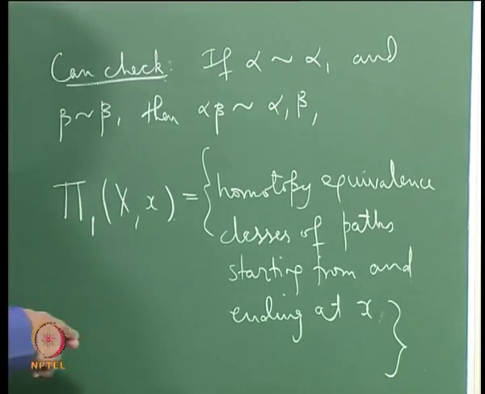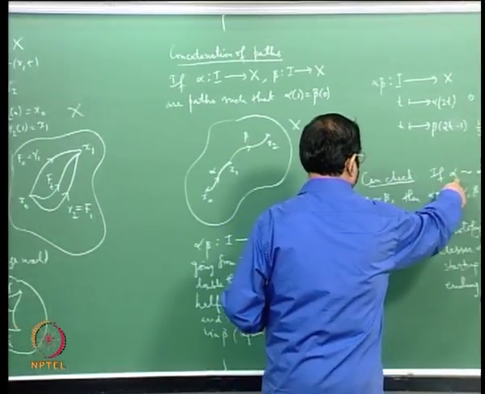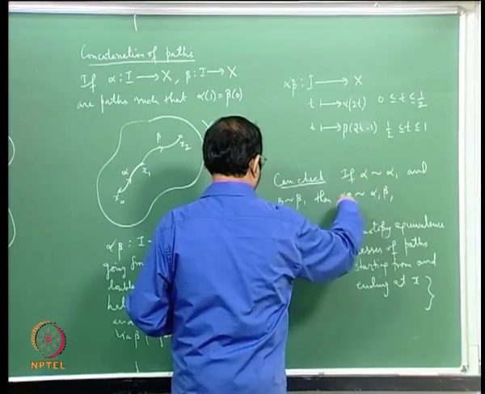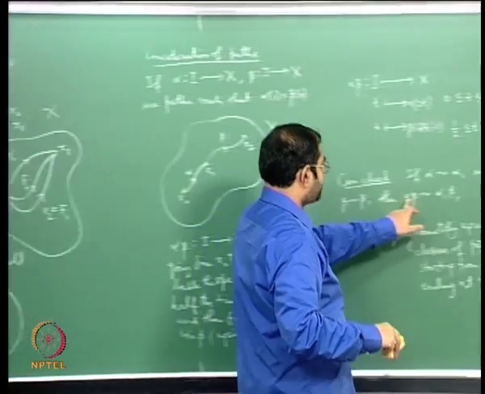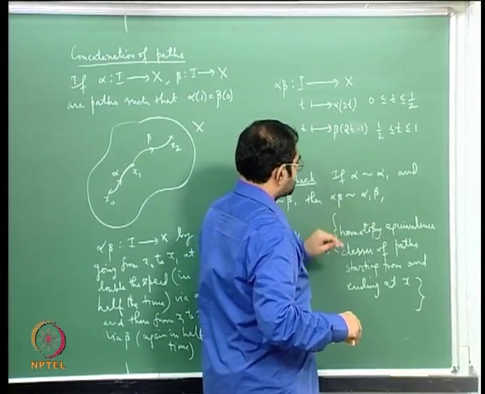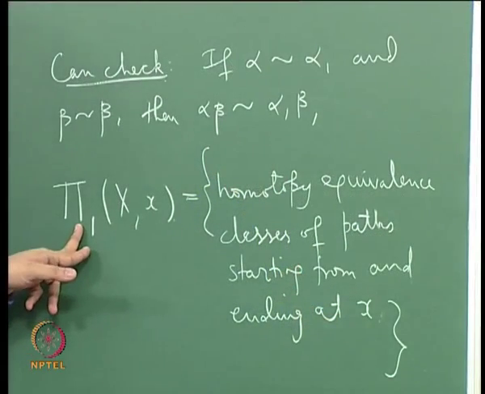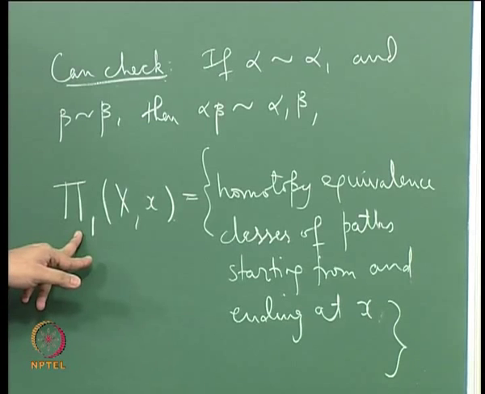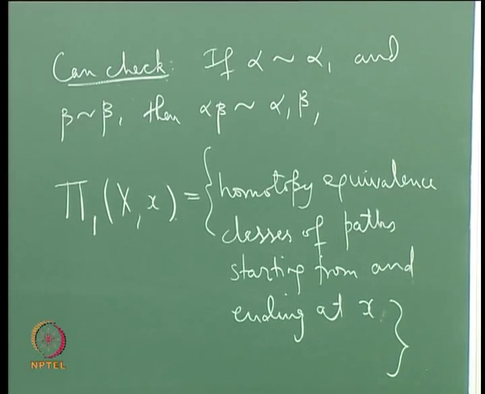And then this fact that homotopy respects the concatenation of paths, the multiplication of paths respects homotopy, tells you that this gives you a binary operation on this set. So the point is that it makes the set into a group, and that is called the fundamental group of X based at the point small x. So let me write that down.